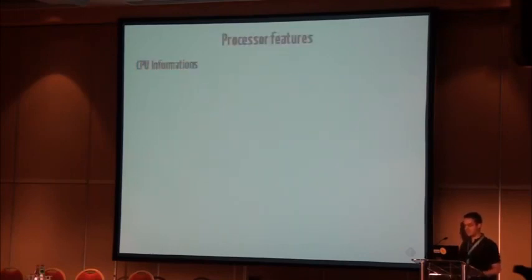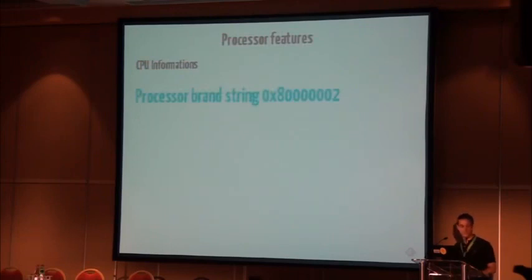We will also see processor features such as the processor brand string with the CPUID leaf 0x80000002. And even better, the CPUID contains the is-hypervisor-present bit: CPUID leaf 1, ECX, and one of the bits. We will see also if it's working.